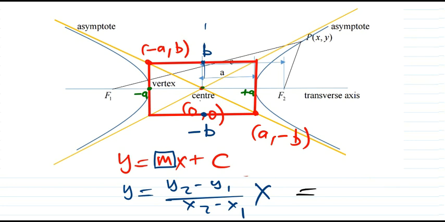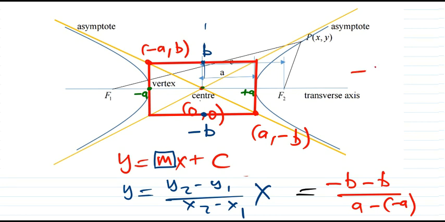So if we try to subtract, if we try to focus on the one that is along the one that's moving from left to right, sloping down, our y2, let's say our y2 is negative b, minus our y1 which is b, and then again we divide by the x. We have our a minus negative a. Okay, what are we going to have?